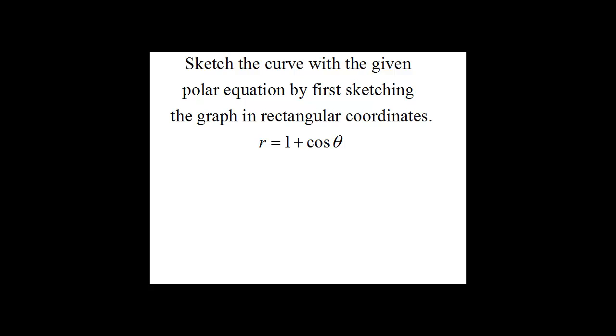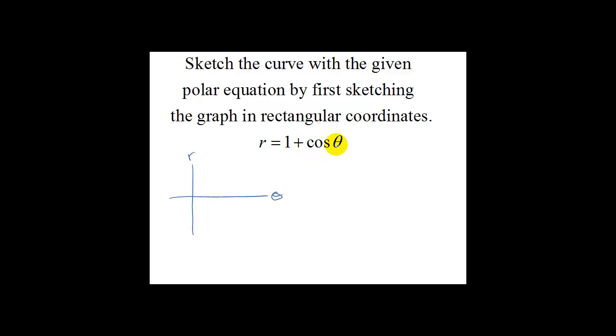Sketch the curve with the given polar equation by first sketching the graph in rectangular coordinates. Let's go ahead then and draw this graph in rectangular coordinates. So our horizontal axis is theta, vertical axis r. We're going to be graphing cosine theta that is shifted up 1.